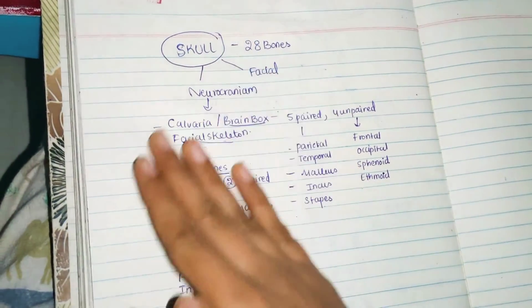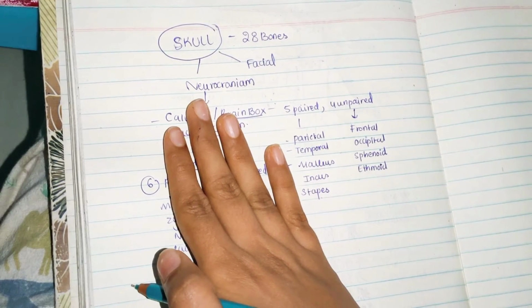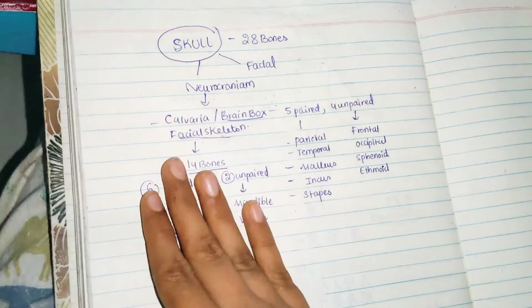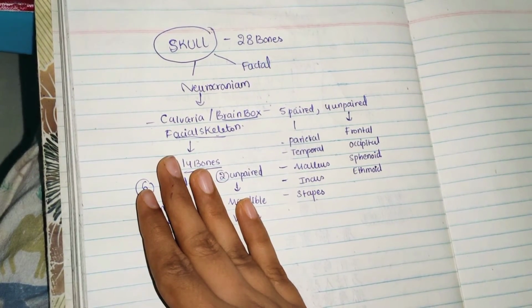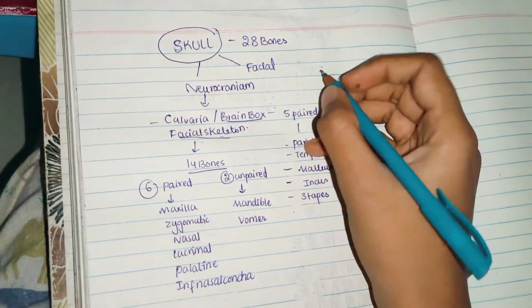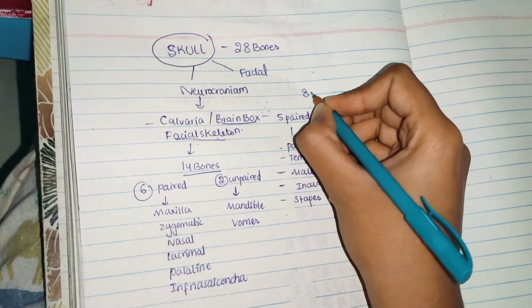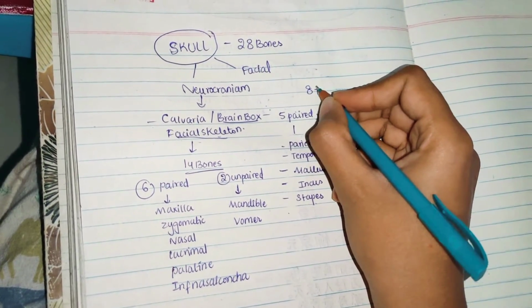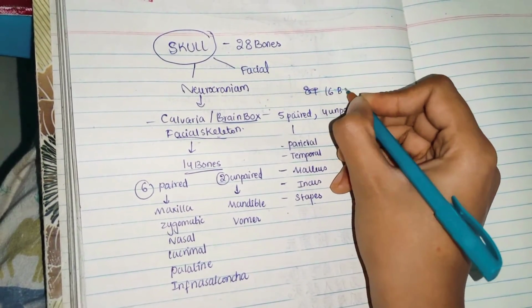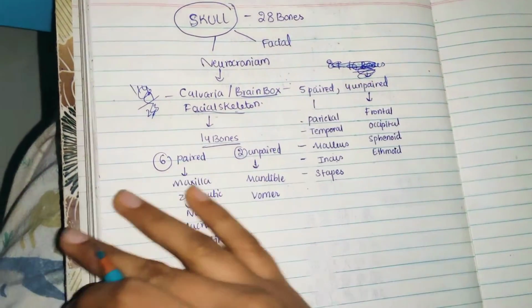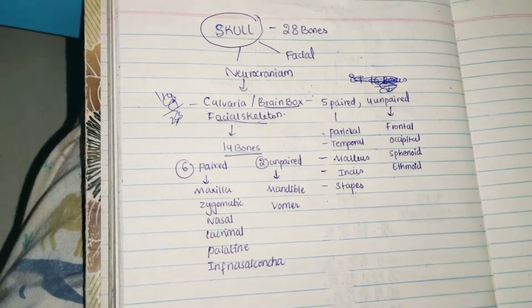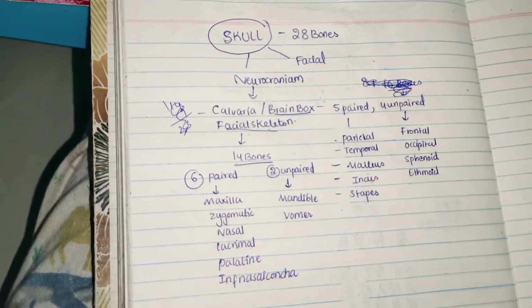So total 28 bones: neurocranium forming bones, and facial bones. Facial bones are 14, and the remaining are 14, which means here you have 8 plus 8, 16 bones. So this is the bones of the skull. This is just an introduction to understand how many bones are there.